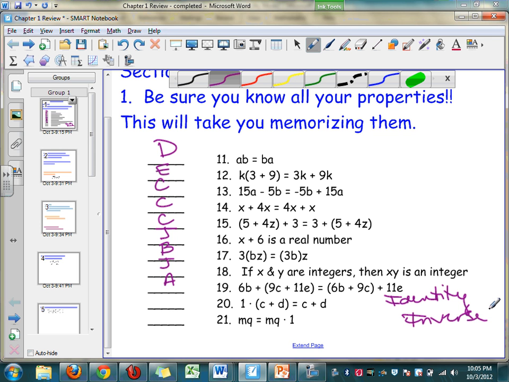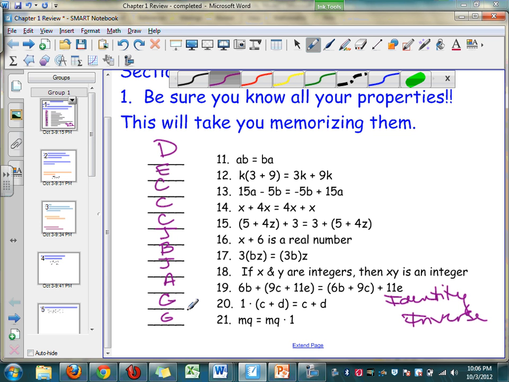And now, since it's the identity, we are going to say that that is going to be what? Multiplicative identity or addition identity? It's going to be multiplicative, so that's going to be G. And number 21 is exactly the same as 20, so therefore it's also going to be G.